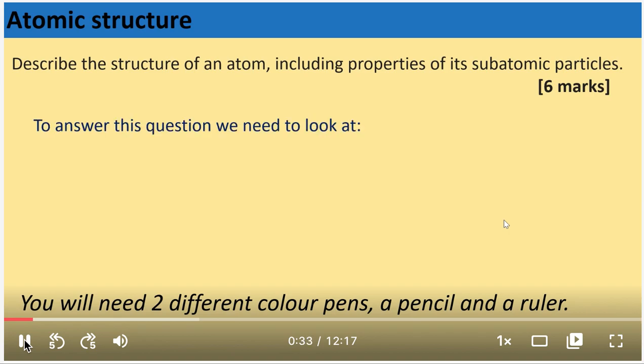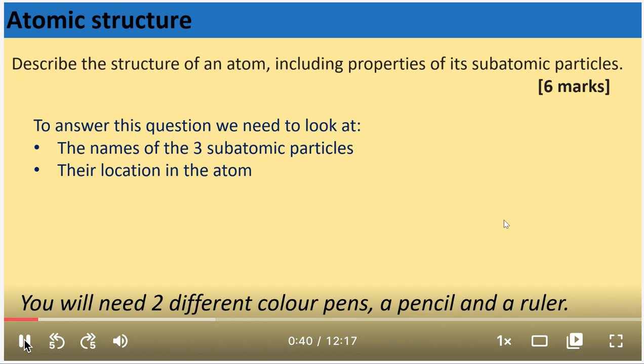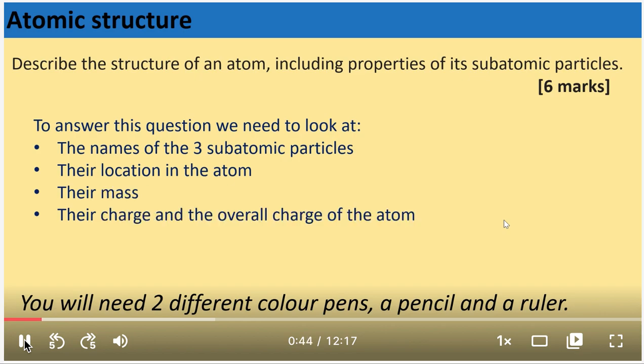So we're going to look at the following things: the names of the 3 subatomic particles, their location in the atom, their mass, and their charge, and the overall charge of an atom.